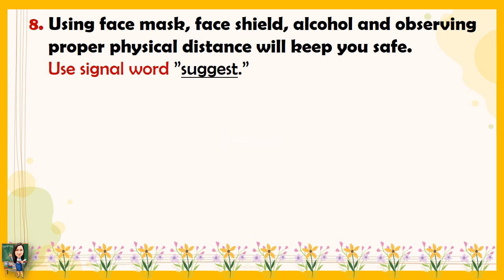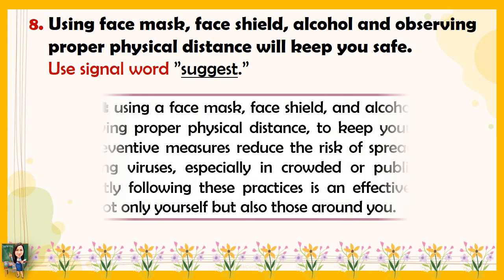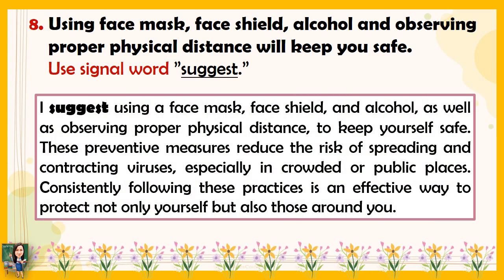Number 8. Using face mask, face shield, alcohol, and observing proper physical distance will keep you safe. Use signal word suggest. Here is my example answer. I suggest using a face mask, face shield, and alcohol, as well as observing proper physical distance to keep yourself safe. These preventive measures reduce the risk of spreading and contracting viruses, especially in crowded or public places. Consistently following these practices is an effective way to protect not only yourself but also those around you.